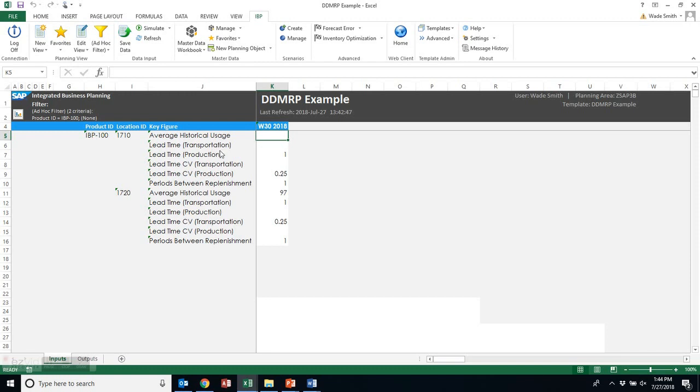The transportation lead time, same story, IBP 100, 1710 makes the product, 1720 is the warehouse. So the average historical usage at the DC is 97 units, that's per day. So that equates to the forecast on the IO side. You can see lead time of 1 for transportation at 1720. Production is 1. Lead time, you can see now I did a better job on the formatting. So 0.25 on the production, lead time variance, and the transportation variance.